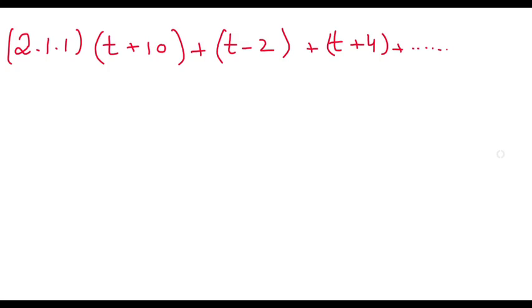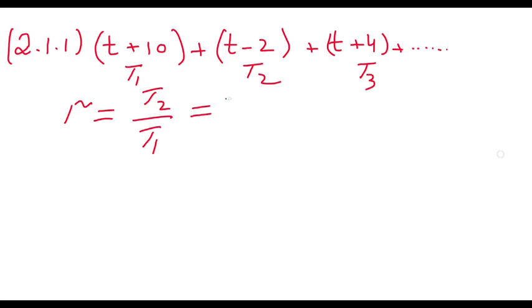So this is the infinite geometric series given. This is your term 1, this is term 2, this is term 3. Must remember the ratio between consecutive terms is constant. So therefore the ratio is going to be term 2 divided by term 1, must be equal to term 3 divided by term 2.